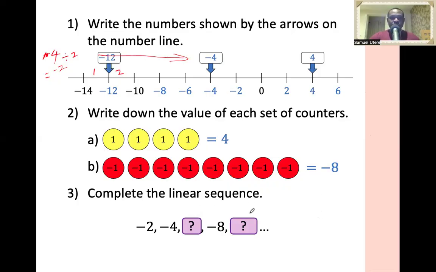Okay. Here we're asked to complete the linear sequence. You do know that for a linear sequence, the numbers are either increasing or decreasing every time. Now we can see that this is a decreasing sequence. Why? Negative 2 is larger than negative 4, and negative 4 is larger than negative 8. So we're going to much smaller numbers. Now, if you look at this, you will see that the difference is 2. Okay, so it means we are decreasing by 2 every time. So the next one should be negative 6, and the next one should be negative 10.